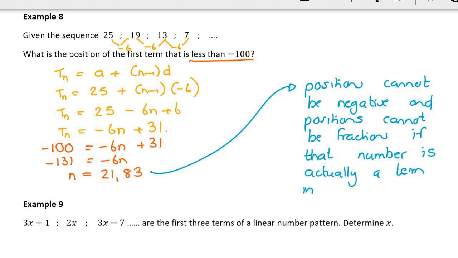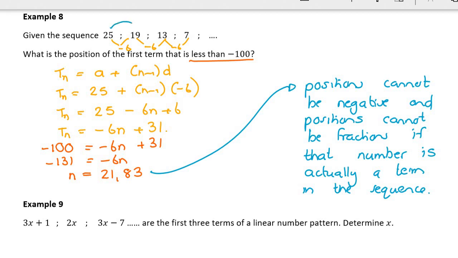So what does this mean here? This means that negative 100 isn't actually an exact term. So maybe there's negative 99, and then there's negative 105. So negative 100 isn't exactly a term in the sequence here. But it doesn't mean that I can't answer this question, because the question says, what is the position of the first term less than minus 100?